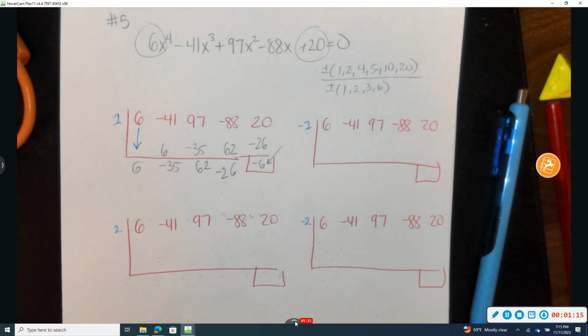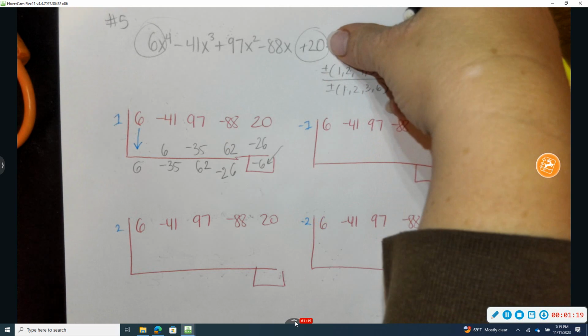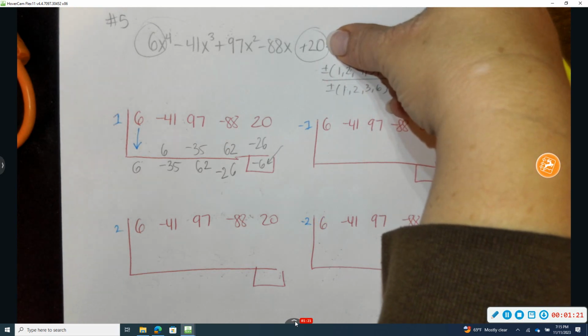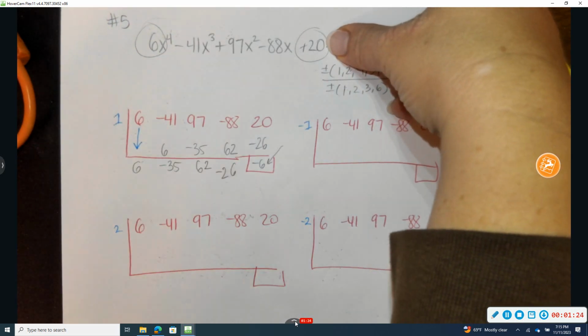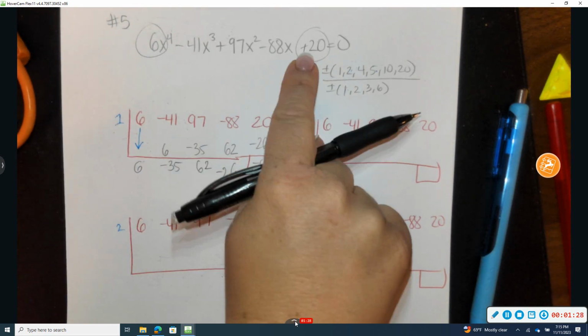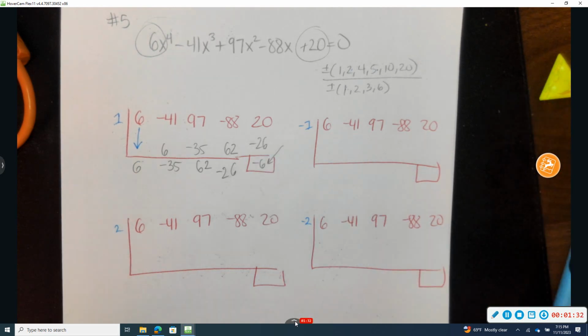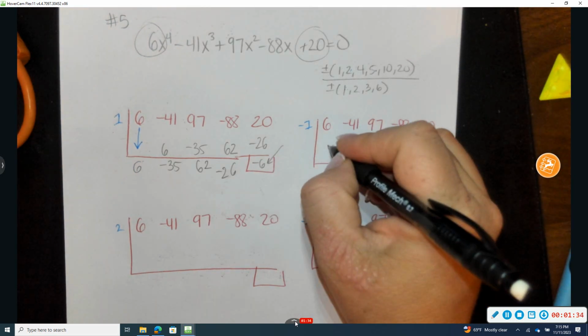So my output is not 0. If I was going to write y equals, and write this as a function, it is true that the ordered pair 1, -6 would be on that function, but I'm looking for the solutions. I want to know when is the output equal to 0. Okay, next I'm going to try -1.